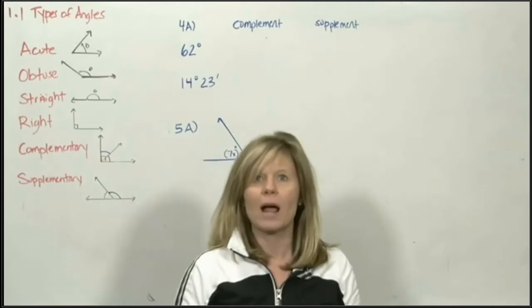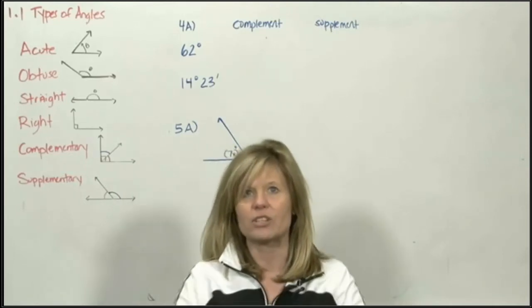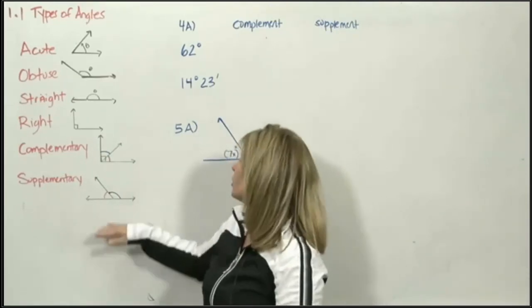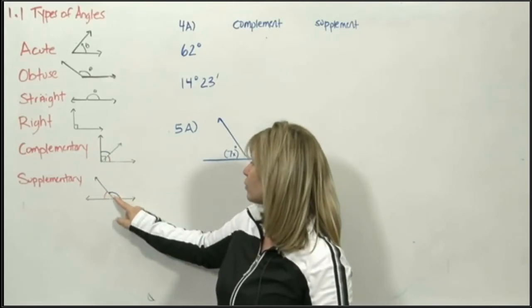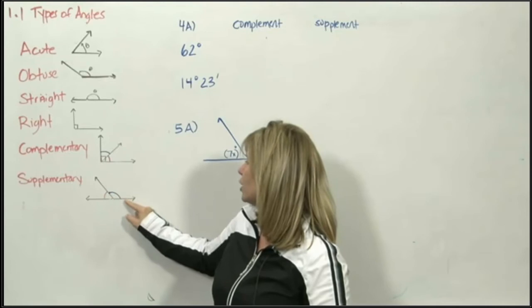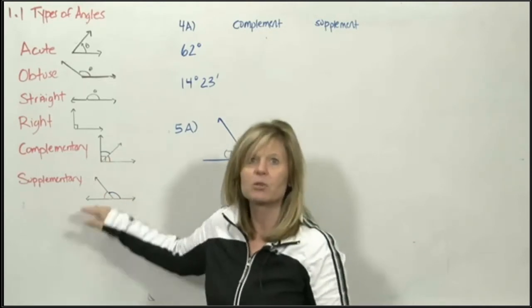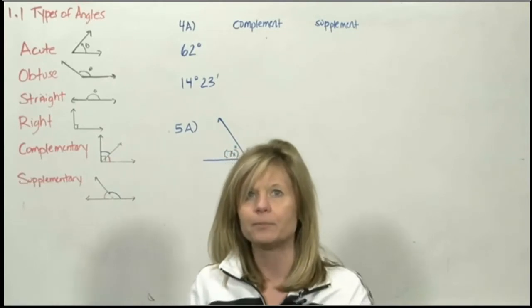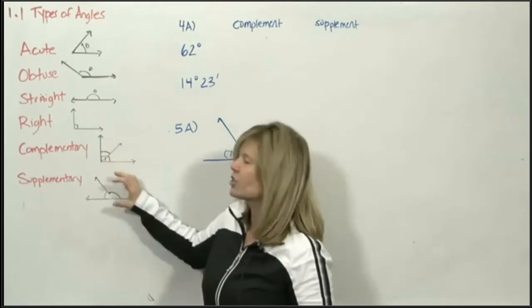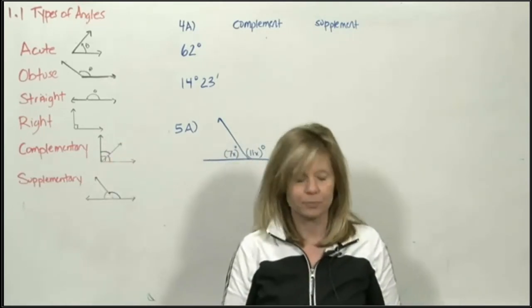Supplementary are two or more angles that add to 180 degrees, that form a straight line. So in this diagram, I have two angles, an angle in red, there's angle 1, there's angle 2 in blue, and if you put them together, you form a straight line. This was also called in geometry a linear pair, because linear means line. So we have these relationships with two or more angles.